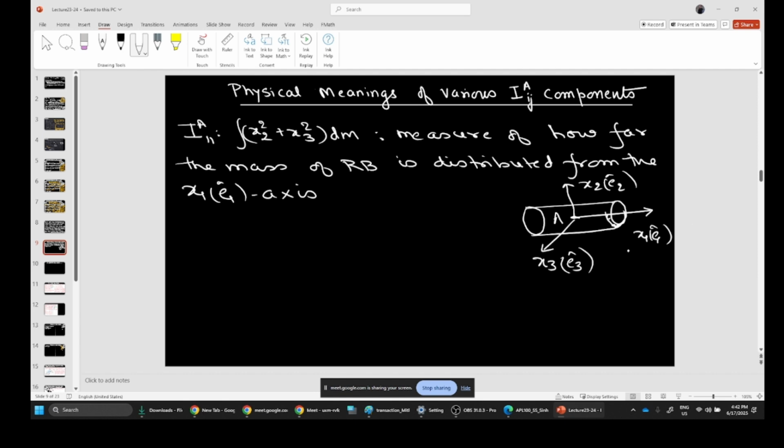Okay, x1 e1 is along the axis of the cylinder. So consider this RB with mass say 10 kg. Alright. Now suppose I use that same 10 kg of mass and create another cylinder which has a higher radius but a shorter length actually.